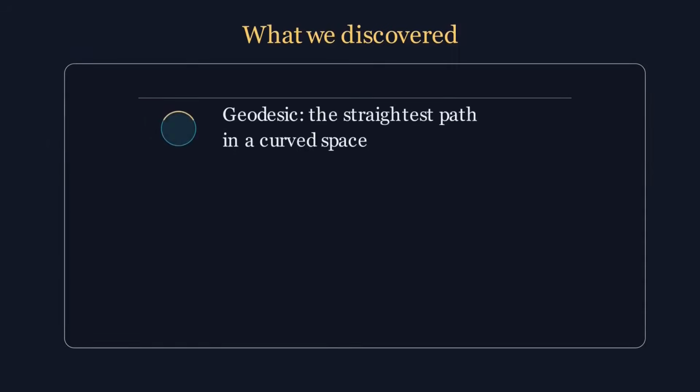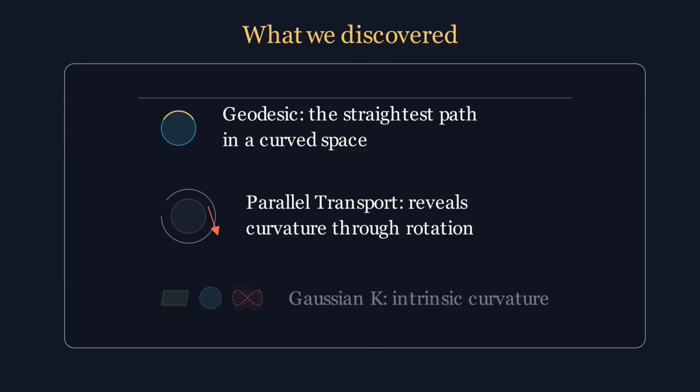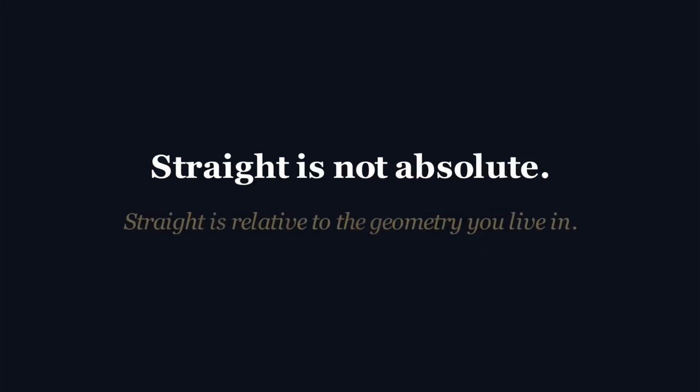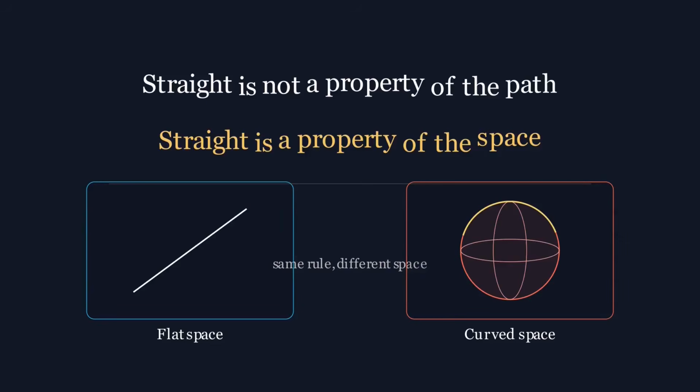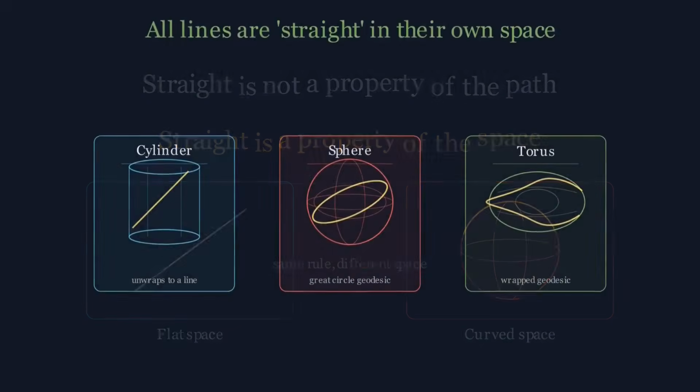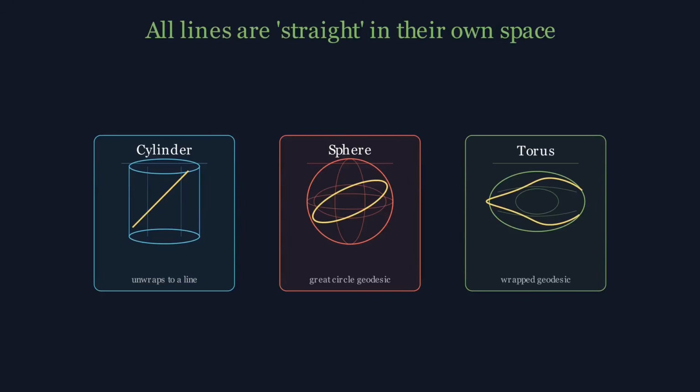Three ideas. Geodesics are the straightest paths a curved space allows. Parallel transport reveals curvature through rotation. Gaussian curvature is intrinsic. Straight is not absolute. It depends on the geometry you live in. Straight is not a property of the path. It is a property of the space. Every space has its own straight lines.